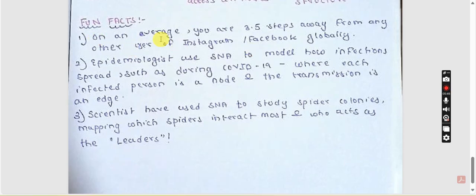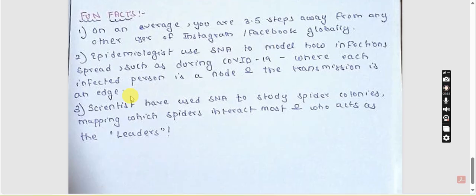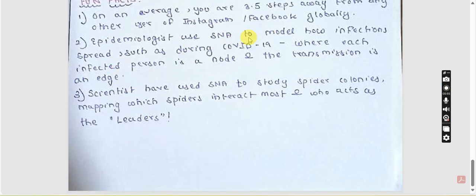On average, you are 3.5 steps away from another user of Instagram or Facebook globally. Second, epidemiologists use SNA to model how infections spread, such as during COVID-19, where each infected person is a node and the transmission is an edge. Third, scientists have used SNA to study spider colonies, mapping which spider interacts the most and who acts as a leader.